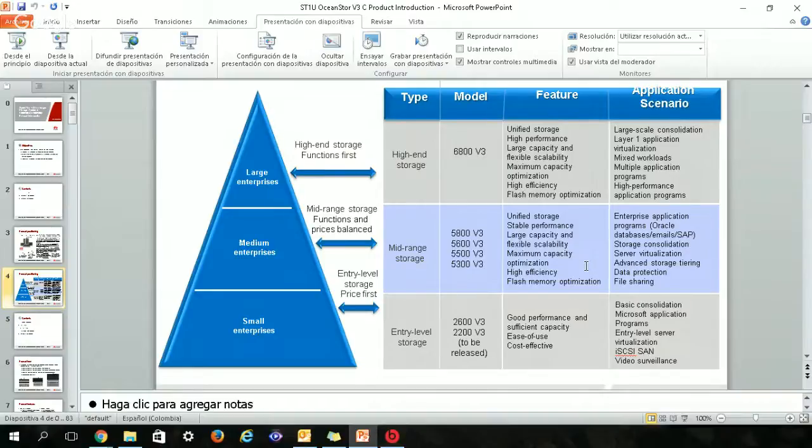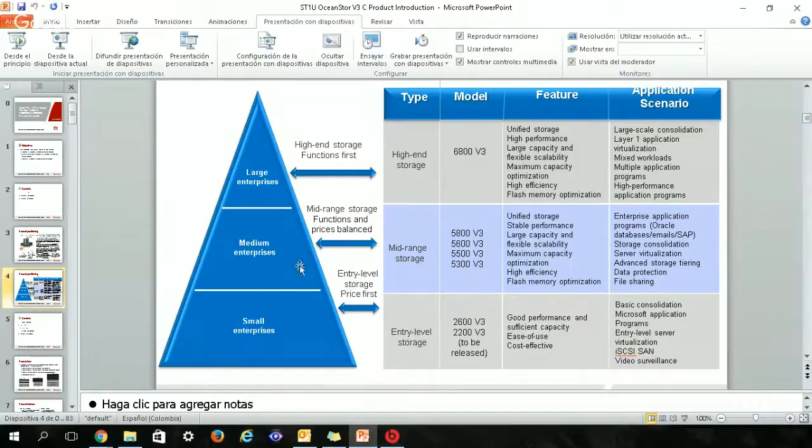Basically the same applications apply to the high-end capacity device, which is the 6800, but instead of just talking about stable performance, we're talking about high performance, which is faster and with more capacity, flexible capacity, and scalability. It's targeted to larger scale consolidation, layer one application virtualization, mixed workloads, multiple application programs, and high performance application programs.